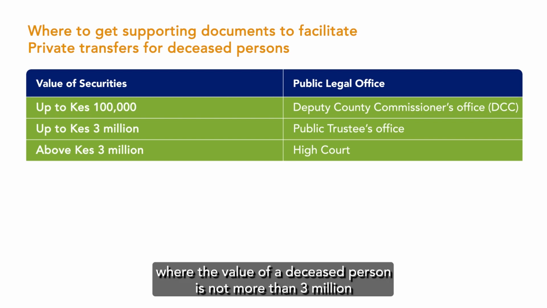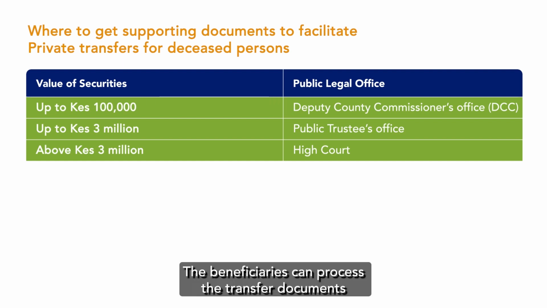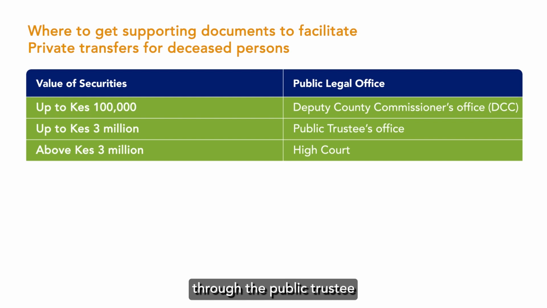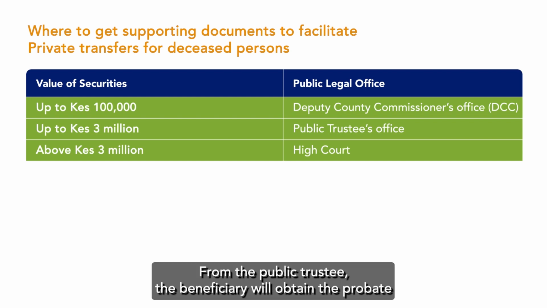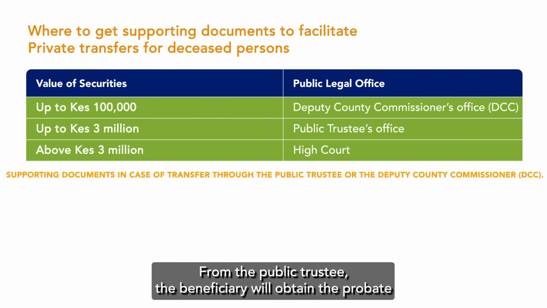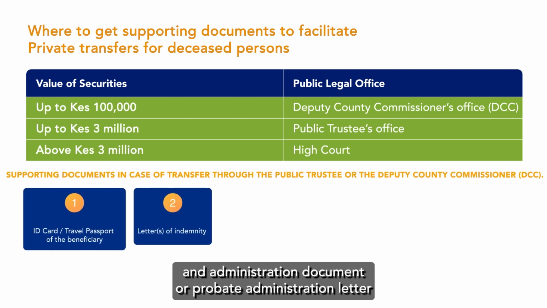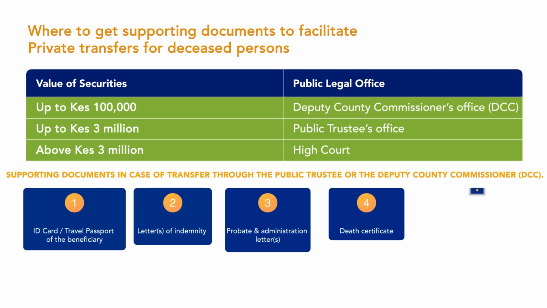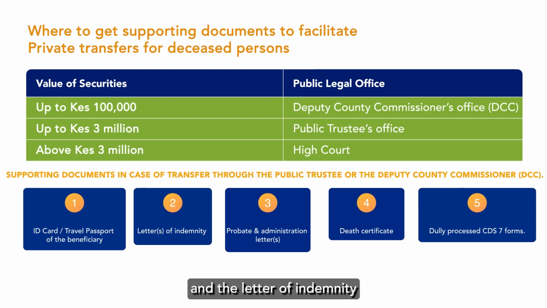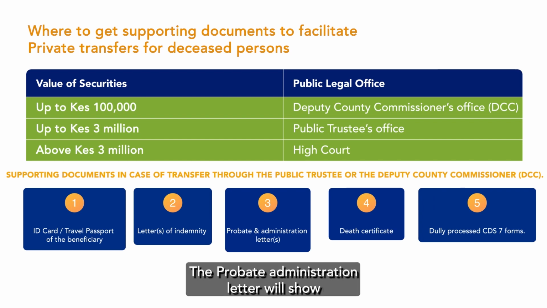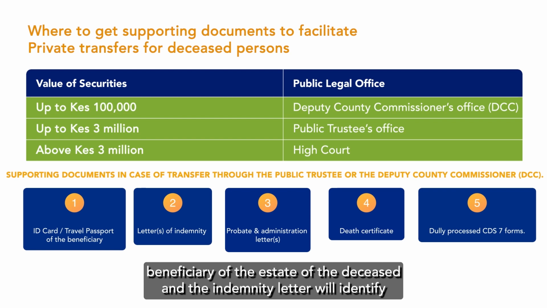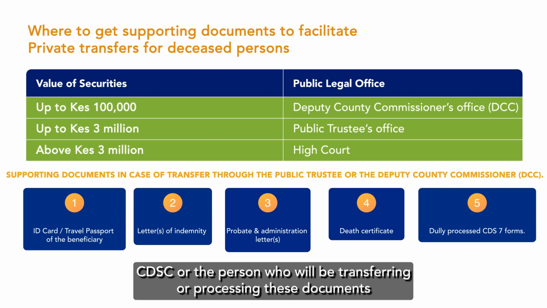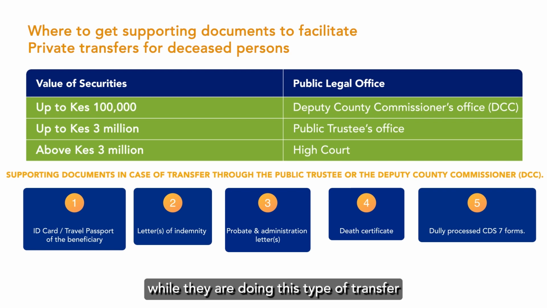Where the value of a deceased person's shares is not more than 3 million, the beneficiaries can process the transfer documents through the public trustee. From the public trustee, the beneficiary will obtain the probate and administration document, or probate and administration letter, and the letter of indemnity. The probate and administration letter will show the beneficiary of the estate of the deceased, and the indemnity letter will identify CDSC or the person who will be transferring or processing these documents while they are doing this type of transfer.